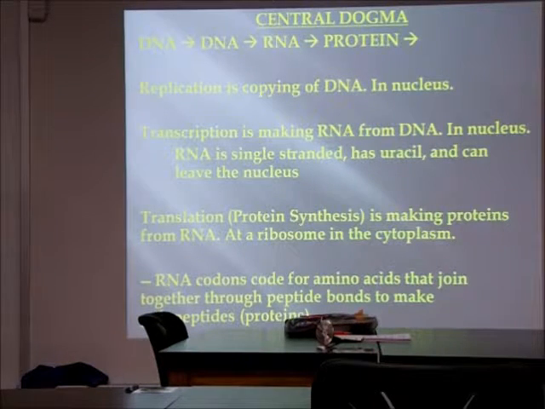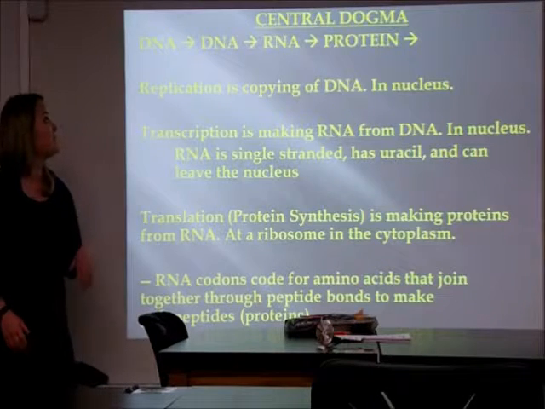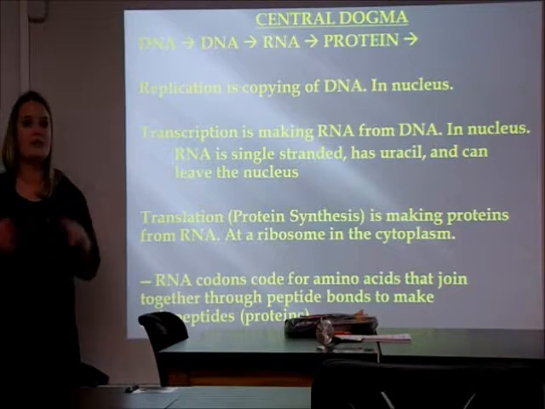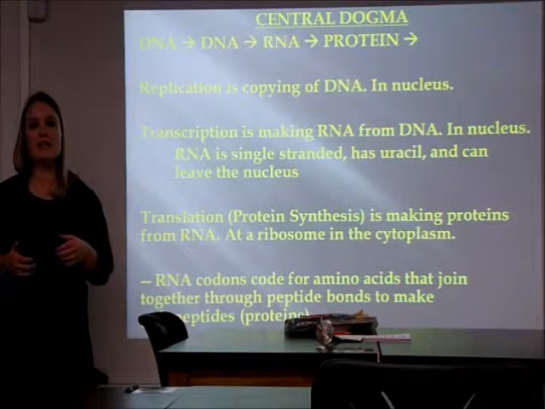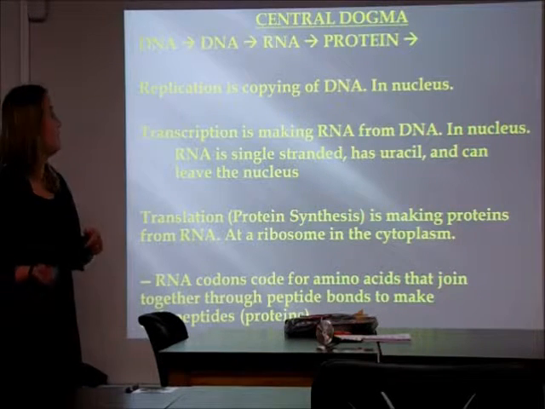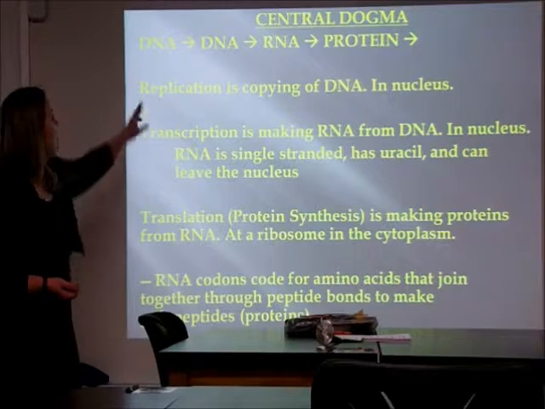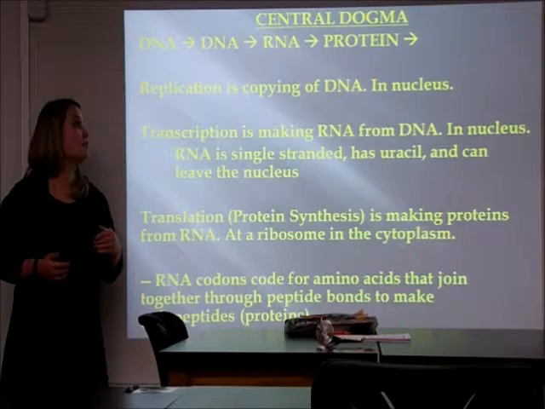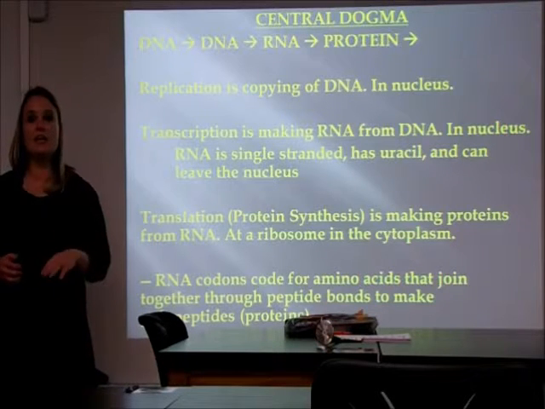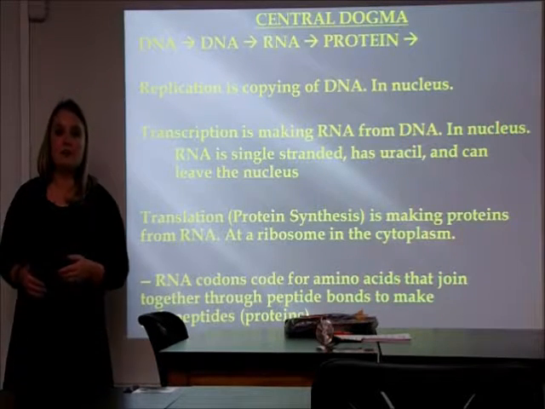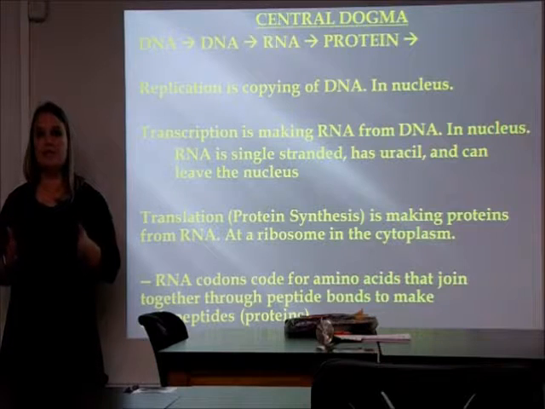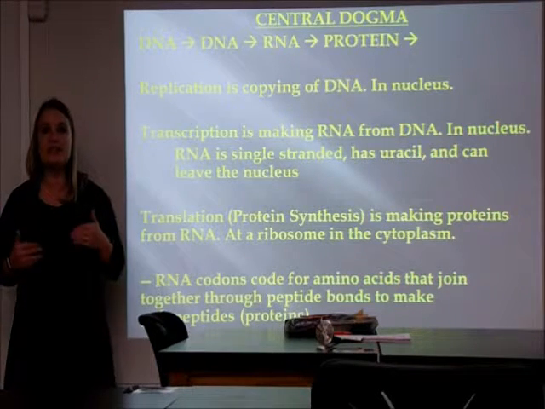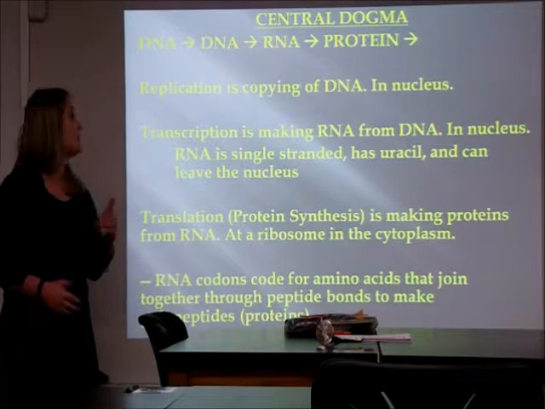Then we talked about the idea of the central dogma, and this is just the idea of DNA going to RNA, and going to protein. It's that overall process of how DNA codes for our proteins. The first one, DNA to DNA. So you're making a copy of DNA. This is called replication, and this can only happen in the nucleus. You can remember this because DNA is double-stranded and it's too big to go outside of the nucleus. So anything that has to deal with DNA is going to have to take place in the nucleus.